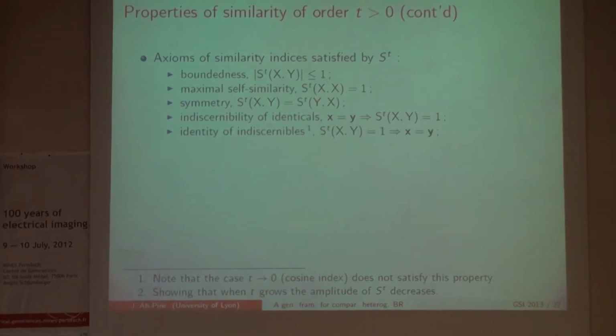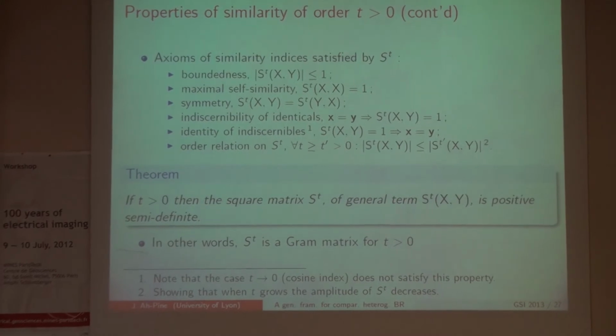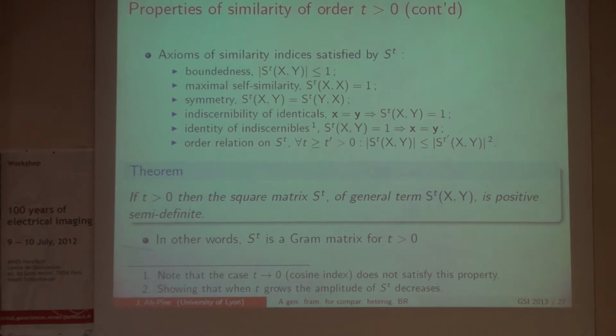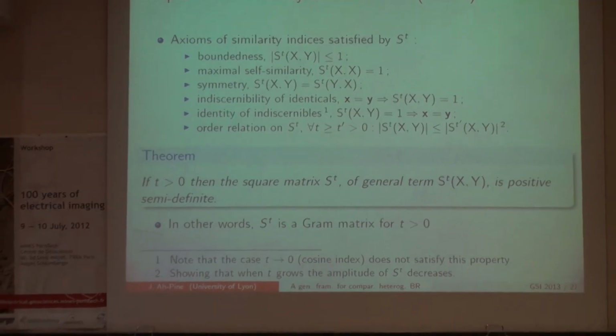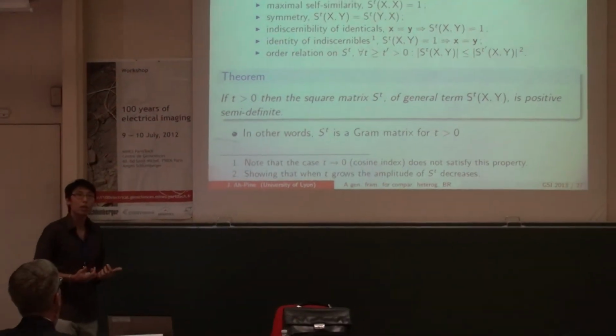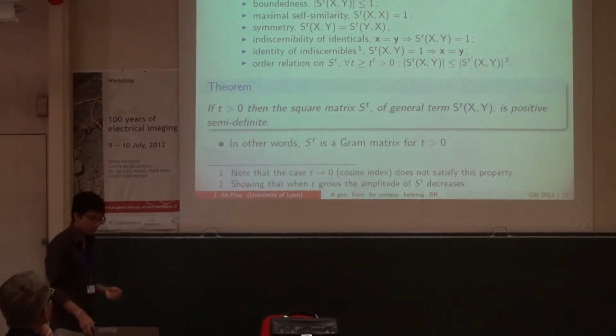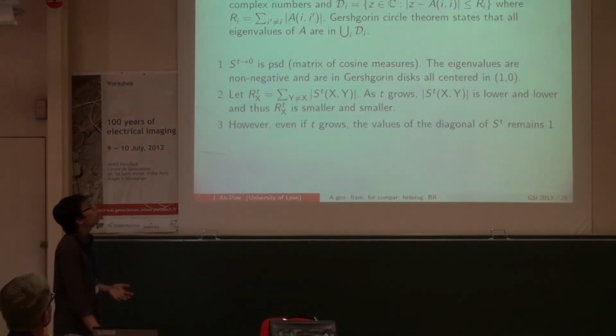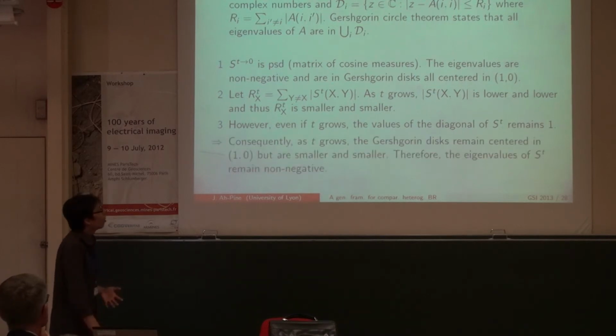We have different properties for this similarity measure, in particular with respect to axioms that we are given as a similarity index. One important thing that I wanted to tell you is the following theorem. When T is non-negative, then the square matrix of generator STXY is positive semi-definite. So we have a Euclidean matrix behind those similarity measures. The proof is based on the Gershgorin circle theorem. If you want, we could go back to the question about the theorem.